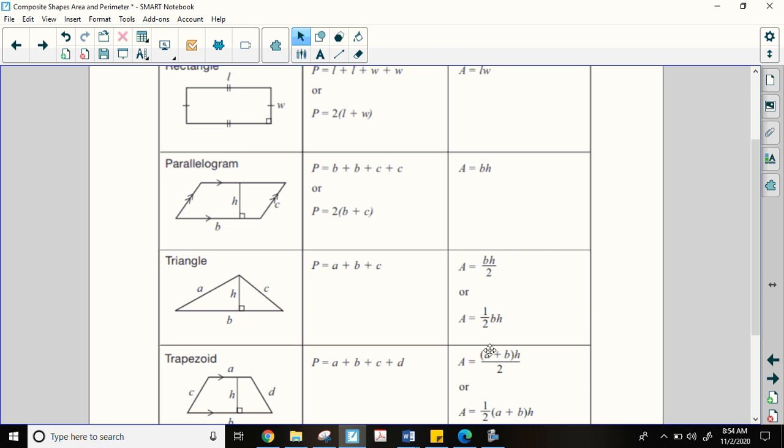Triangles, add up all the 3 sides around to get the distance around a triangle, which is the perimeter. And then for area, it shows you 2 different equations. I always just use the first one. Length times width, or base times height, divided by 2. So again, like the parallelogram, we need to know what the height is.